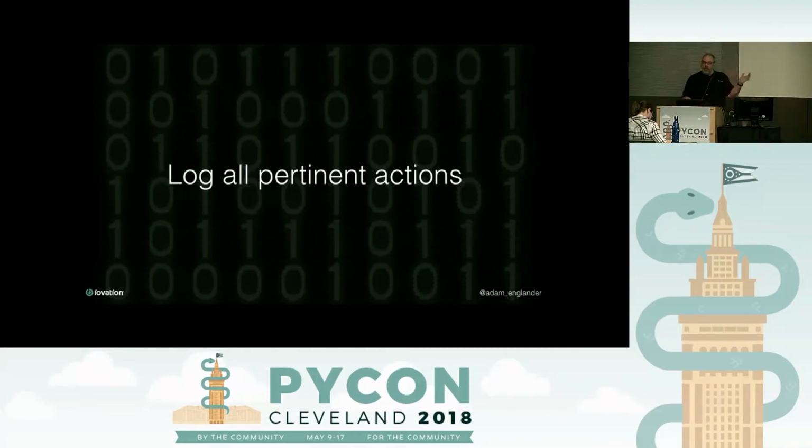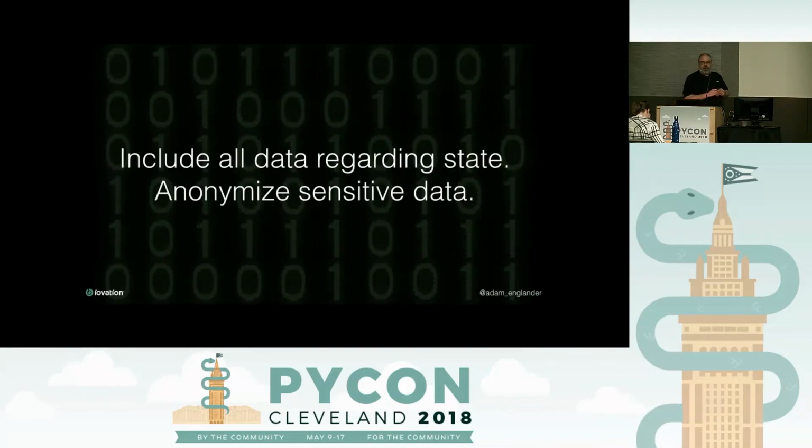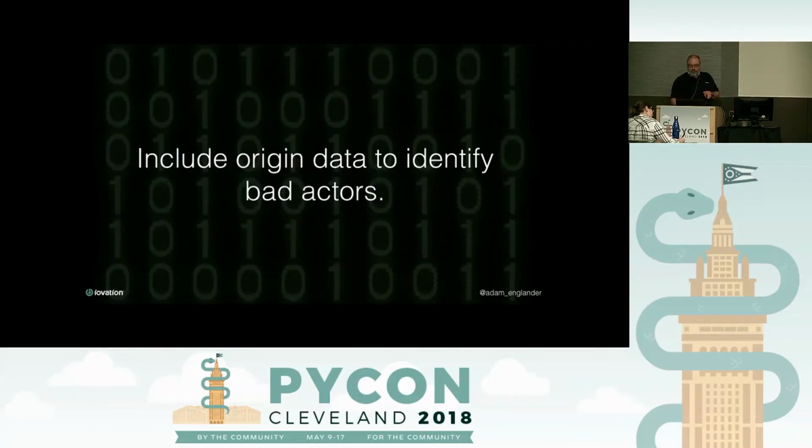Log all the pertinent actions, right? Things that you care about that people might be doing. Include all data regarding state, but anonymize sensitive data, right? So you have to know what people are doing. This person tried to do this to that person. So you can identify who's under attack, because it might be somebody who's attacking an individual. And you can find that out, and then that individual might be able to help you find out who's trying to attack them. And you want to include origin data to identify bad actors, right?